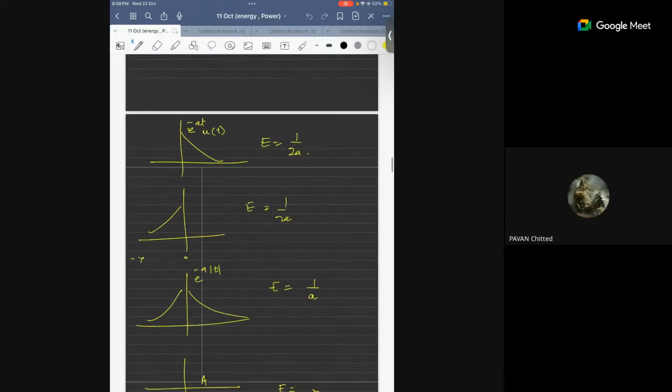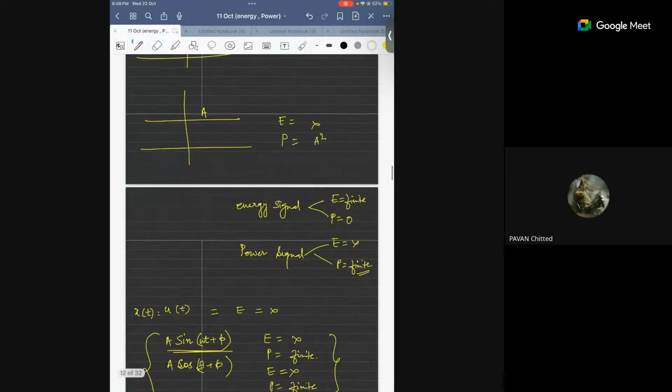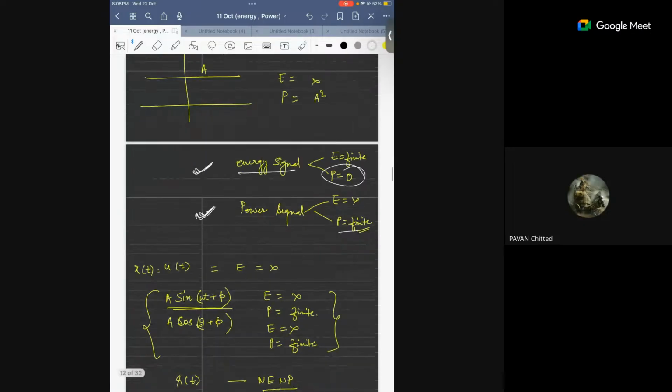Calculate it. If it is just one-phased, the energy will be 1 upon 2a. And if it is both-phased, like a mod has been applied, then the energy will be 1 upon a. You already are aware of what we mean by an energy signal. If it is an energy signal, then the power will be zero, and if you are dealing with a power signal, then the energy will be infinite and the power will be finite.